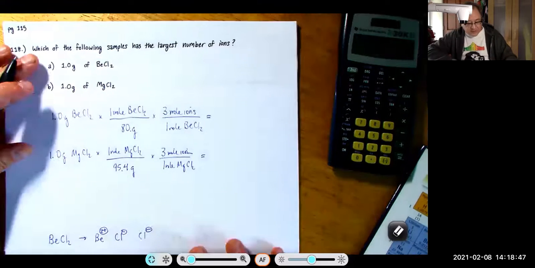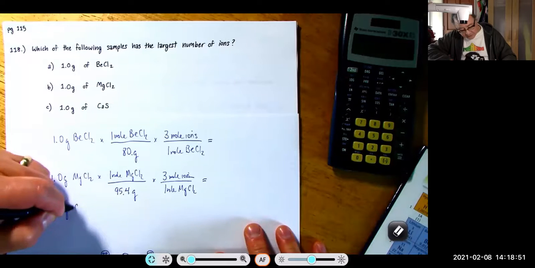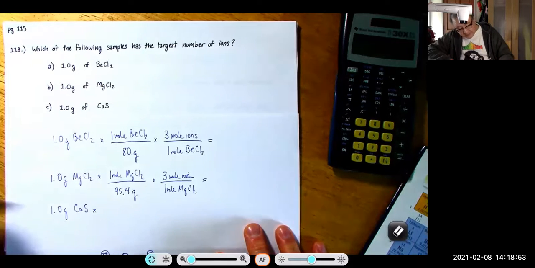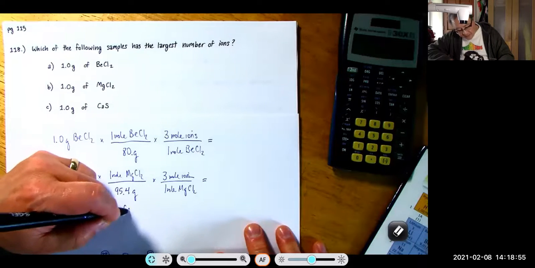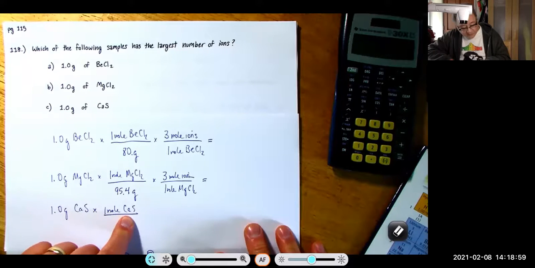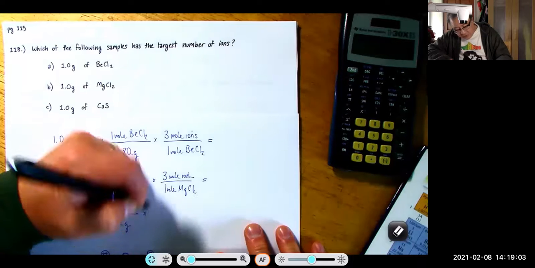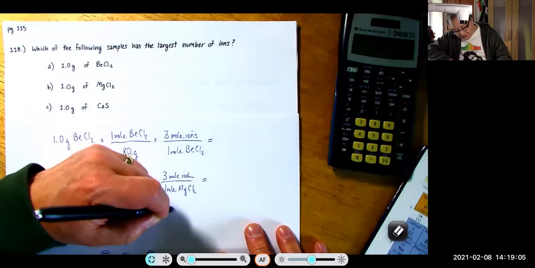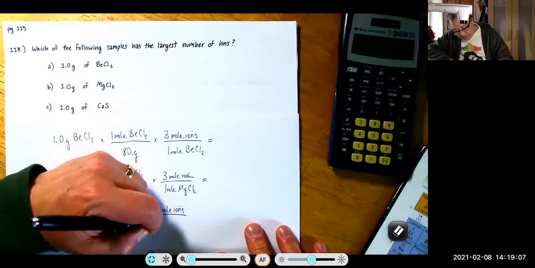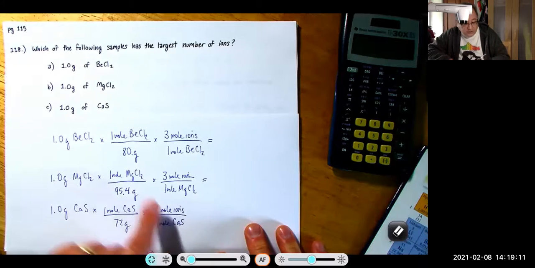And if we scroll on down, do you see that we have 1.0 grams of calcium sulfide times 1 mole of calcium sulfide over calcium's 39. Nope, calcium's 40, and that's 32, 72 grams, times 2 moles of ions per 1 mole of calcium sulfide. So why is this 2? 1, 2.